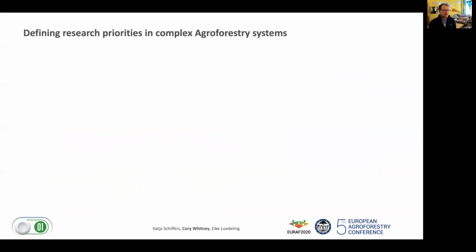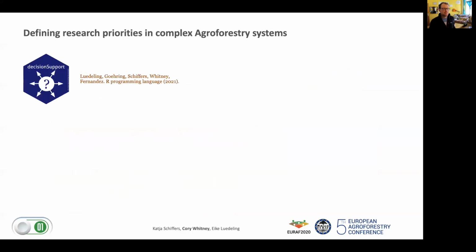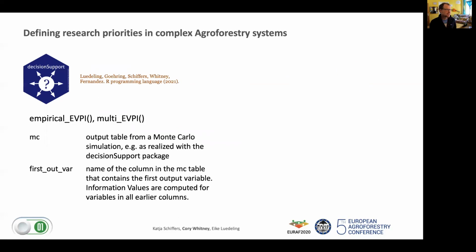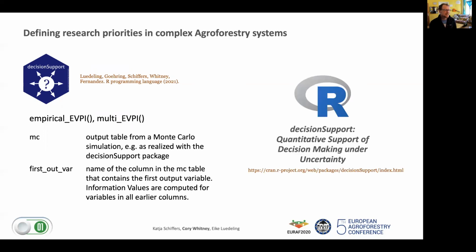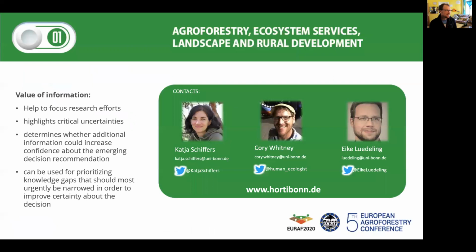So how can we apply this? Well, we built these formulas into our decision support package in the R programming language. We built in functions, including the empirical EVPI and multi-EVPI. The empirical EVPI does the calculation much like the one we just saw, but the files and vignettes will help walk you through the process in the R package.